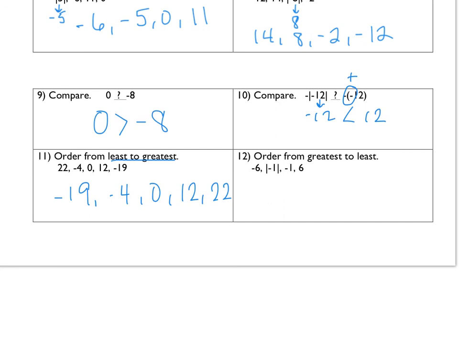And last, number 12, again, simplify. That's going to be a 1. So we're ordering from greatest to least. We have 6, 1, negative 1, and negative 6.